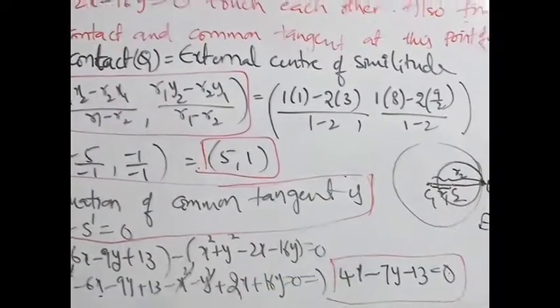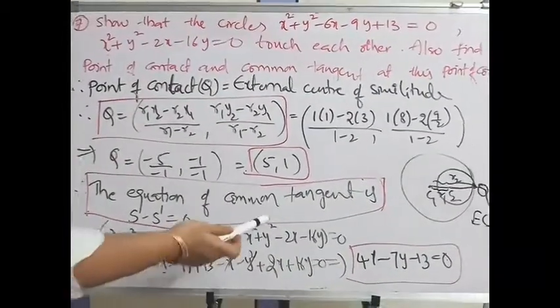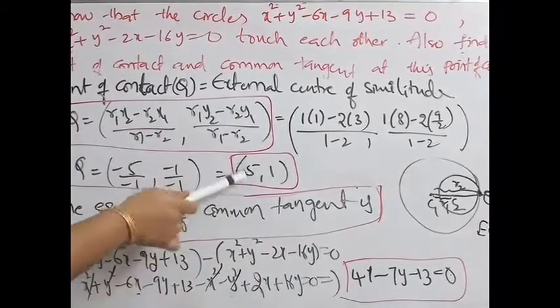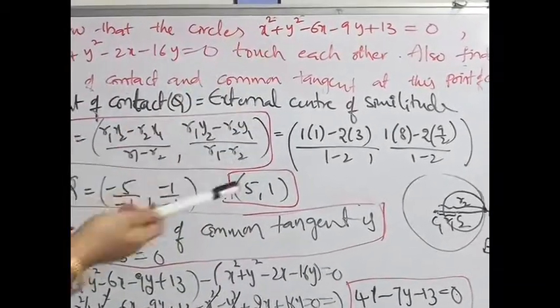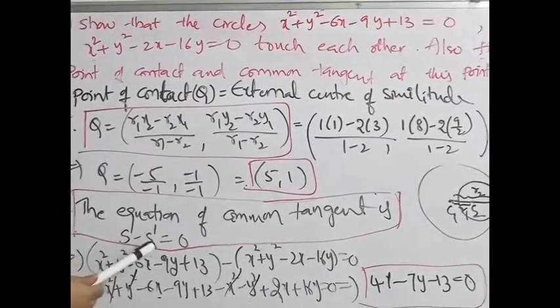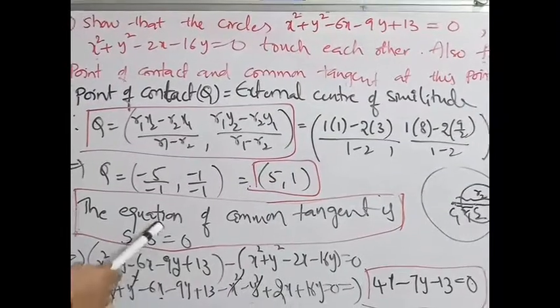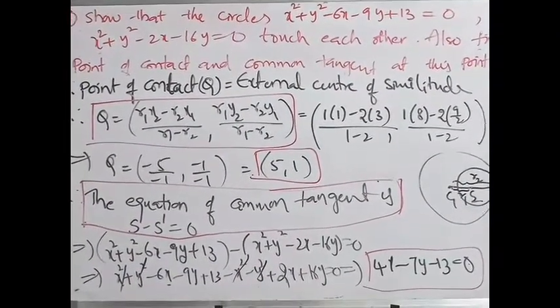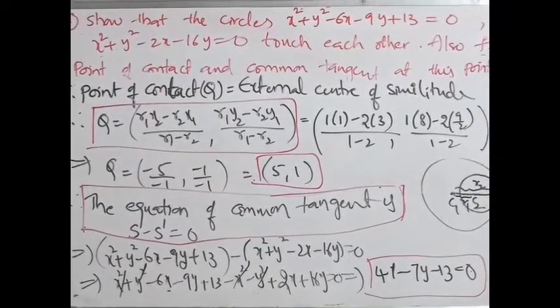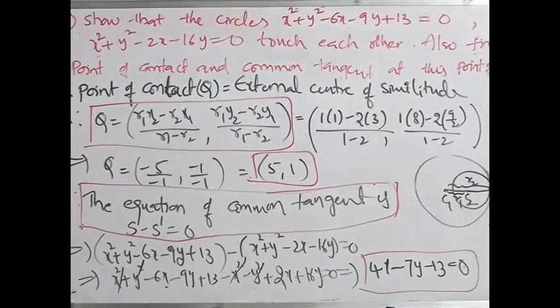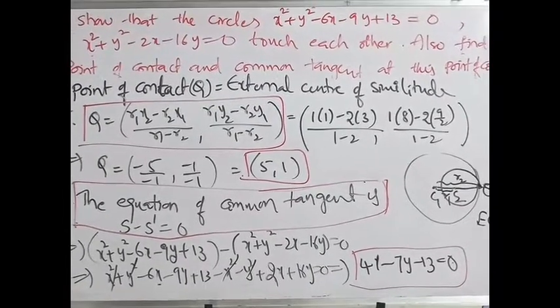And remember, to find the common tangent, we also can apply the formula for the tangent at one point to any circle, that is S1 equals 0 we can take, and another formula, since two circles are there, S minus S dash equals 0. Any formula we can choose. This is also a very important one, and we will discuss some more problems on transverse common tangents and direct common tangents in the next video.